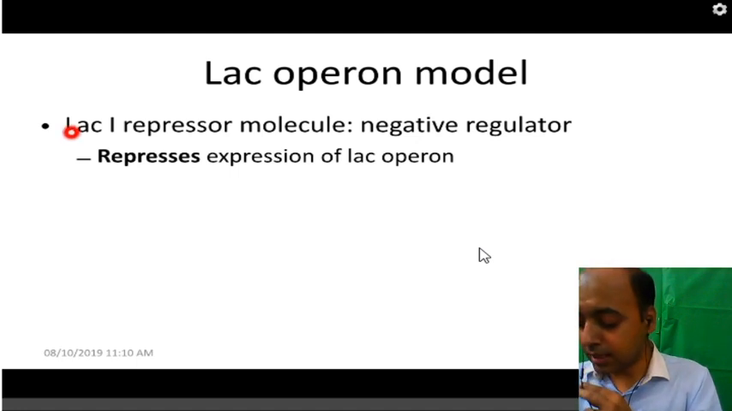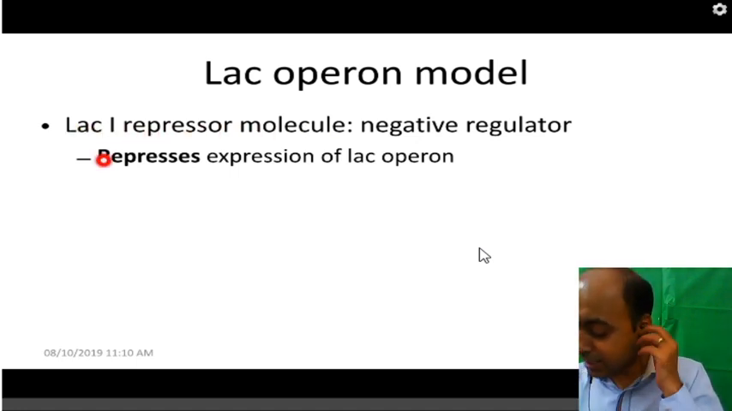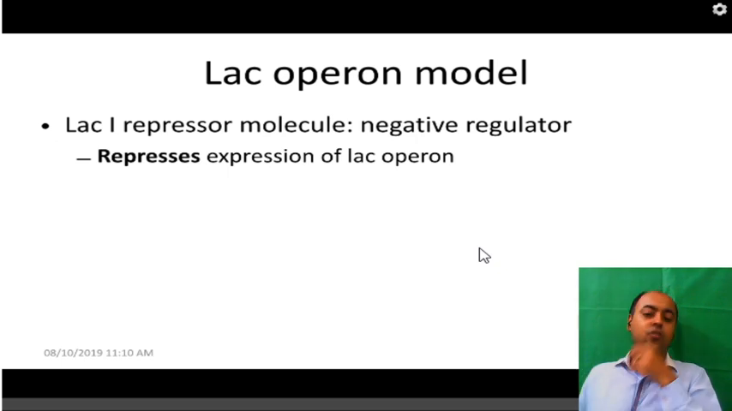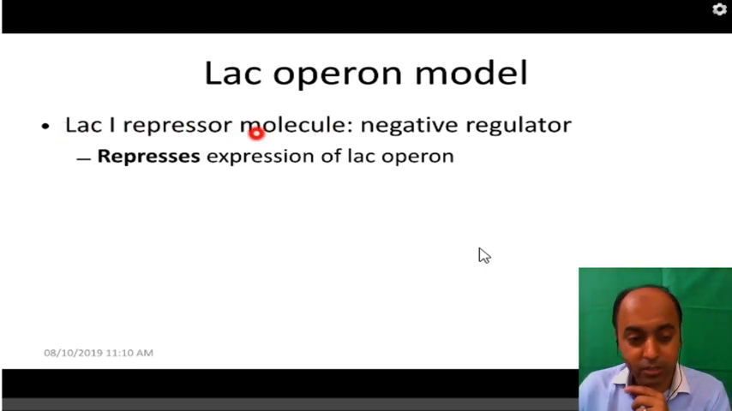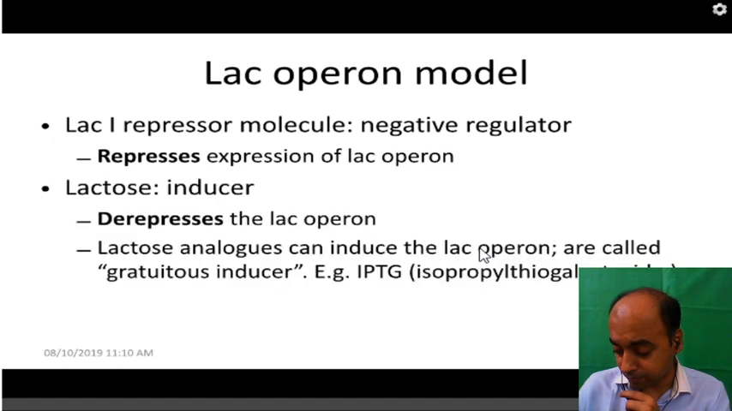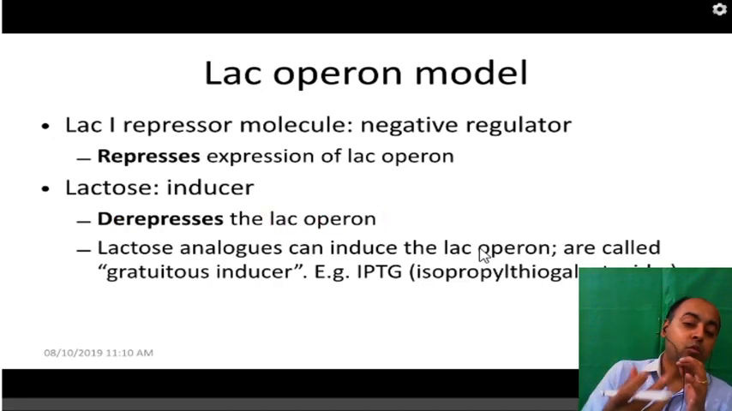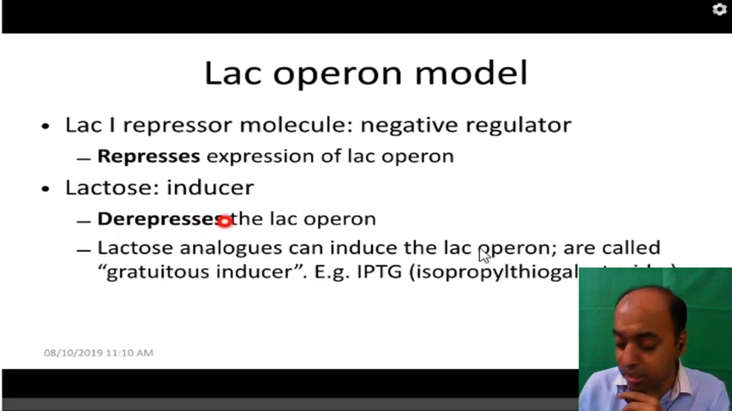First, the lac-I repressor molecule represses the expression of the lac operon. If you recall, we had said induction, repression and de-repression. So the lac-I is the repressor molecule. It is a negative regulator. It represses the expression of the lac operon. Then you have lactose. Lactose is the inducer. It de-represses the lac operon. It removes the molecule which is blocking the expression. That's why we use the term de-represses.